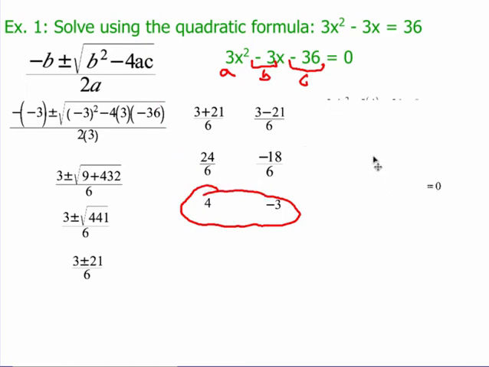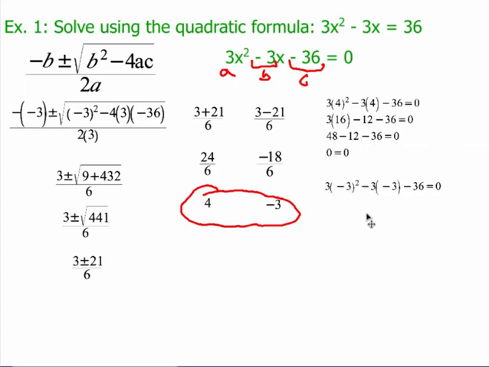Now I can check my work by plugging these in. 3 times 4 squared minus 3 times 4 minus 36 equals 0. 4 squared is 16. 3 times 16 is 48. 48 minus 12 is 36. 36 minus 36 is 0, so that one works.